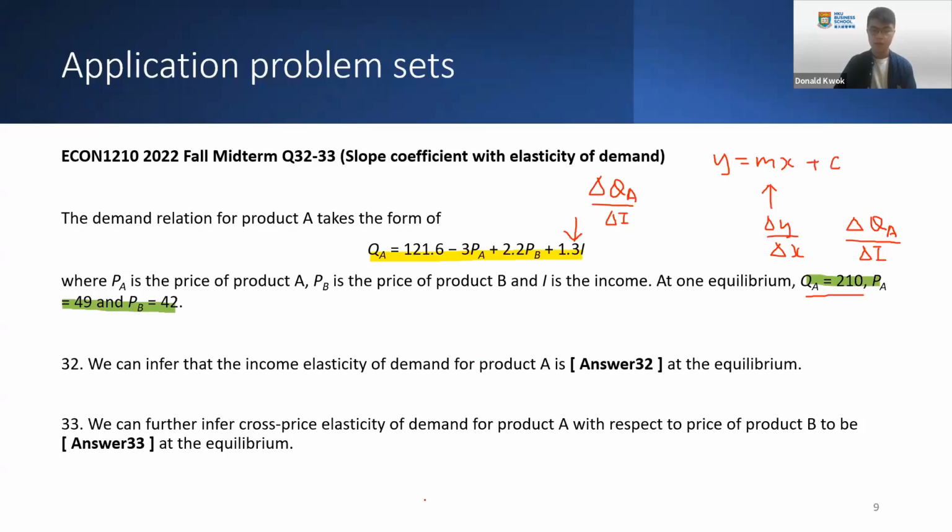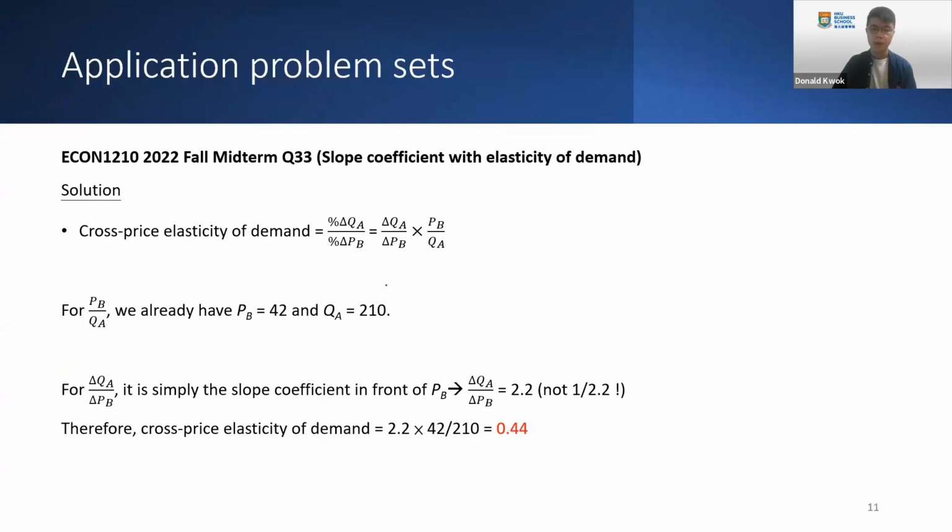How about question 33? We are required to find the cross price elasticity of demand for product A with respect to the price of product B. So this time we are considering the coefficient in front of PB, the price of product B, and it's represented by delta QA divided by delta PB. This will help us to calculate the first fraction in the cross price elasticity of demand, delta QA over delta PB. How about the second fraction, PB over QA?